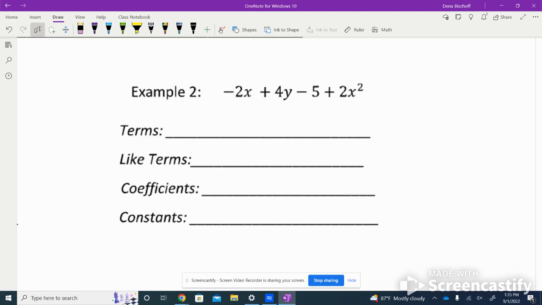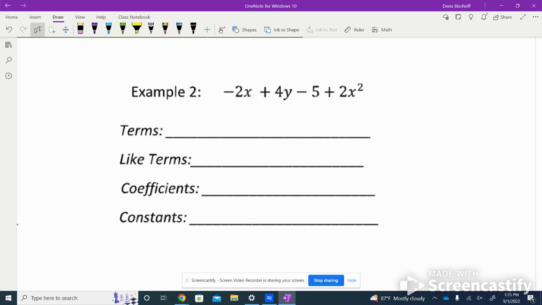Make sure you include the sign in front of it. There you go. You're awesome, Sebastian. Thank you. Perfect. Awesome. Nope, that's perfect. Thank you. Terms. Remember, it's the number and the sign in front of it. Sebastian, thank you so much.